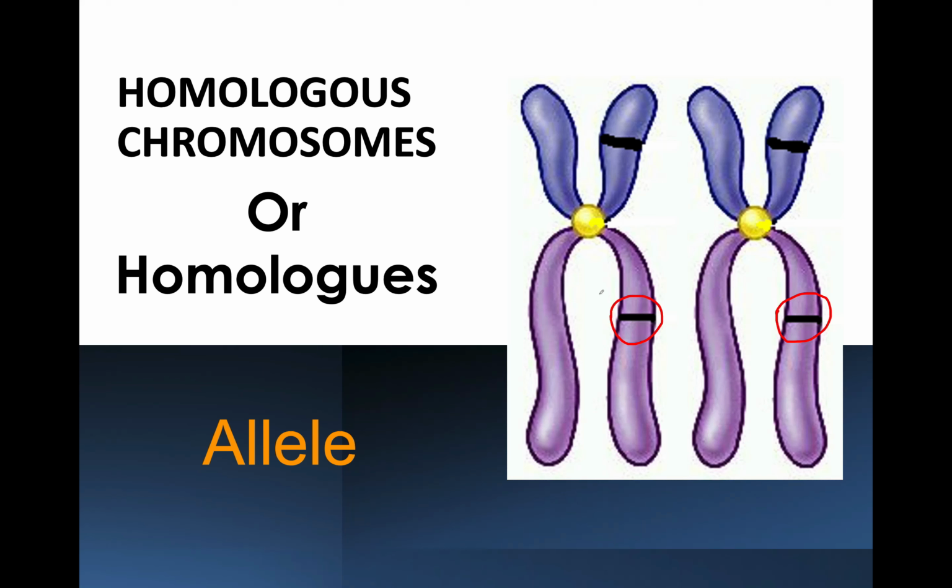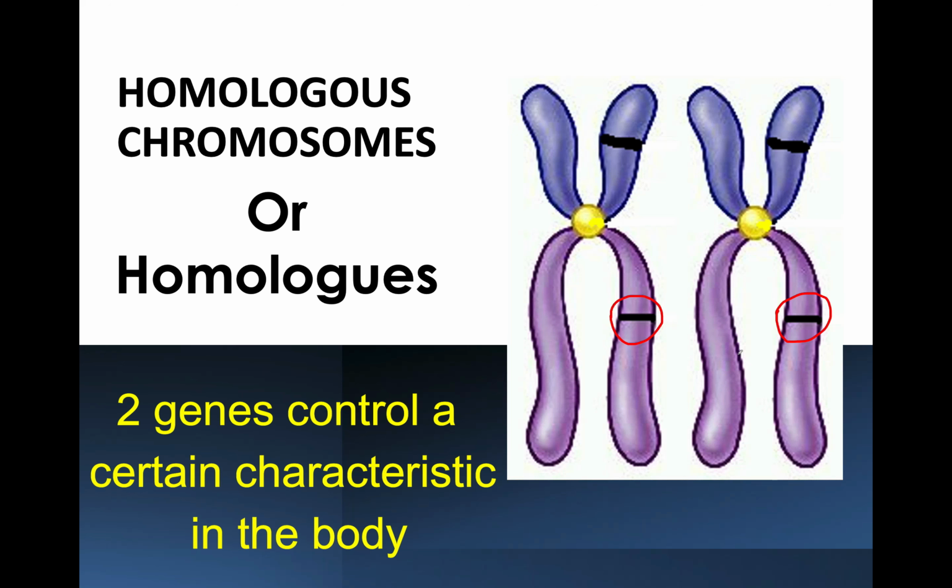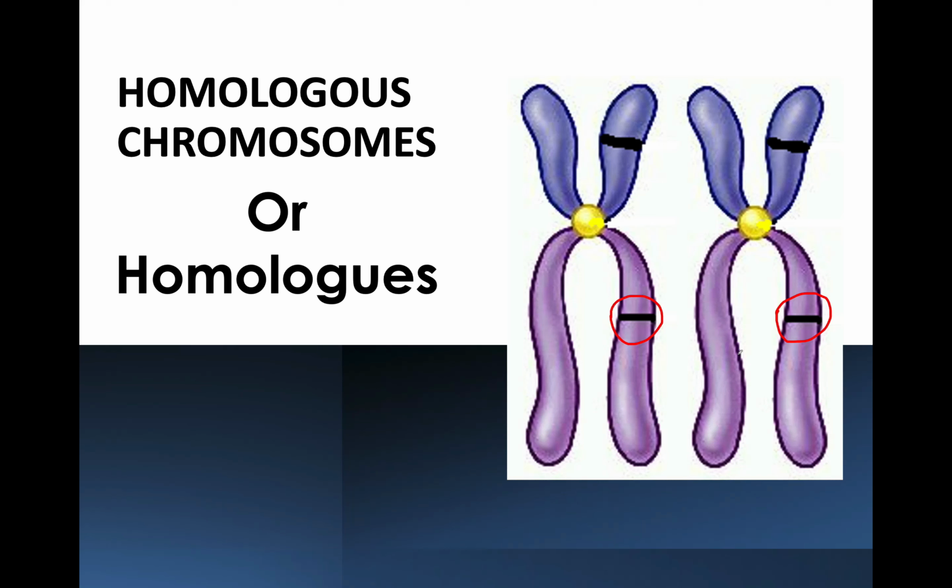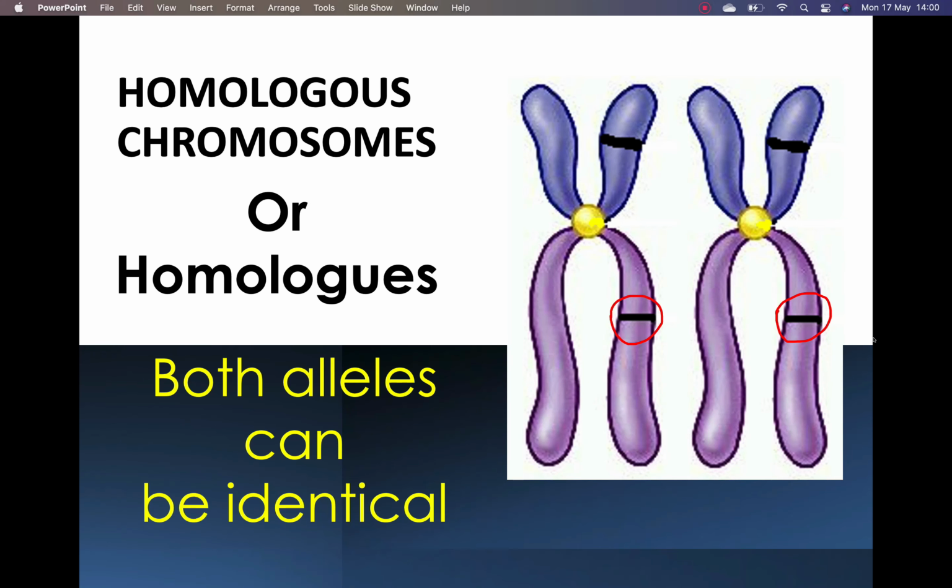Now we must remember, we get a pair of alleles. Why? Because, children, there are always two genes controlling every single characteristic in our bodies. Where are those two genes coming from? One of the genes is maternal, while the other gene is paternal, meaning one of your genes is coming from mom and the other is coming from dad. And those two genes together are controlling a certain or a particular characteristic.